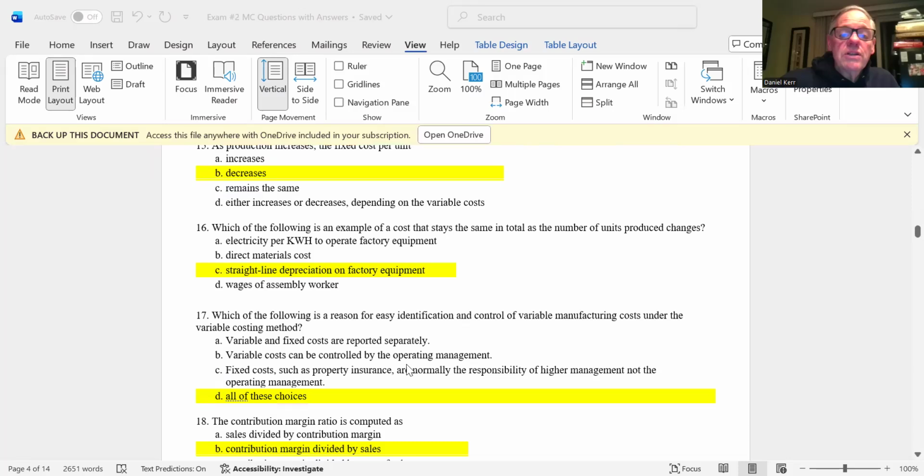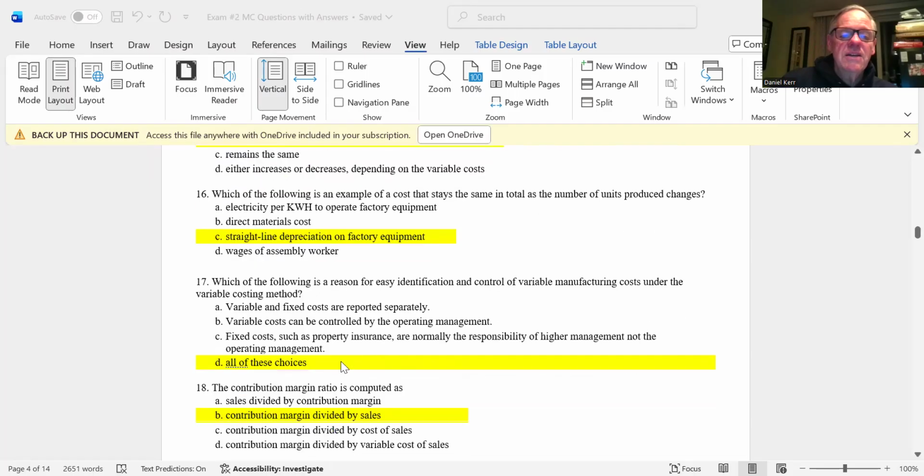17, which of the following is a reason for easy identification and control of variable manufacturing costs under the variable costing method? So all of those things are true when you use variable costing. Fixed and variable costs are reported separately. Variable costs can be controllable by operating management. And fixed costs such as property and insurance are normally the responsibility of higher management, not operating management. So all of those are true for the identification and control of variable manufacturing costs. So the answer there is D.